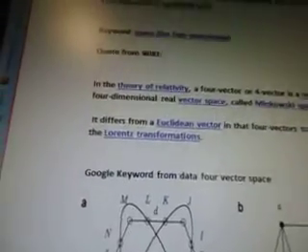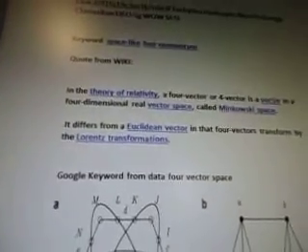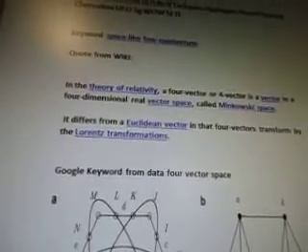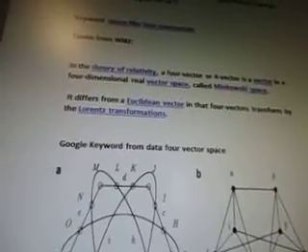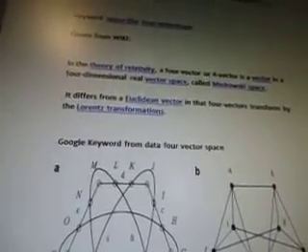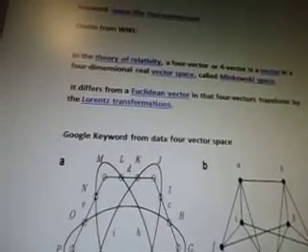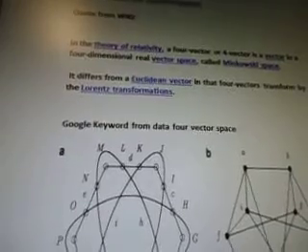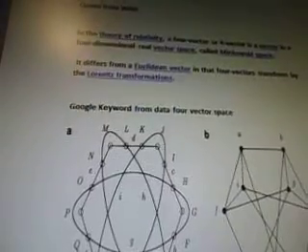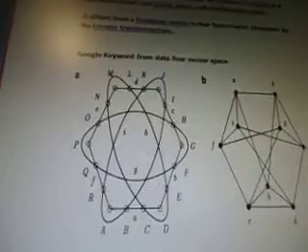In the theory of relativity, a 4-vector is a vector in a 4-dimensional real vector space called Minkowski space. That was the word I was looking for when I was talking about that cone thing, and I couldn't remember the name of it. Okay, so it differs from a Euclidean vector in that 4-vectors transform by the Lorentz transformations.